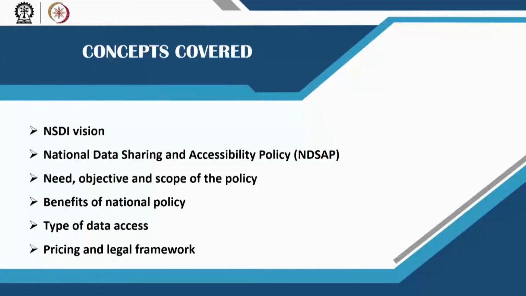Then we will look at how the national data sharing policy has been created. There is already an existing National Data Sharing and Accessibility Policy. We will look at how that affects you as a researcher or an academic. Then we have the need, objective, and scope of this policy, which is as of now very broad. So, let us look at that aspect in today's class.